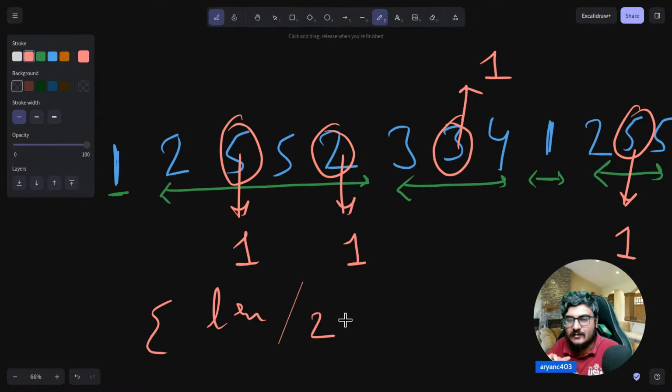Any questions so far before you jump onto the code? So I think this was the main idea here. So let's probably jump onto the code now.